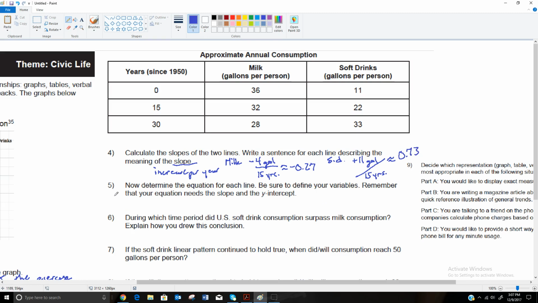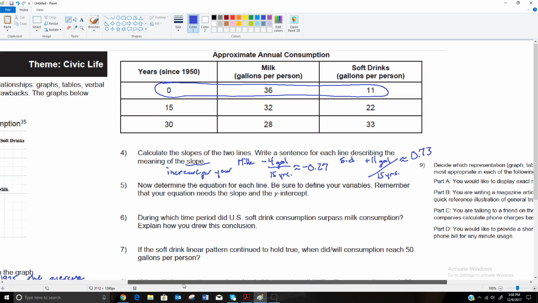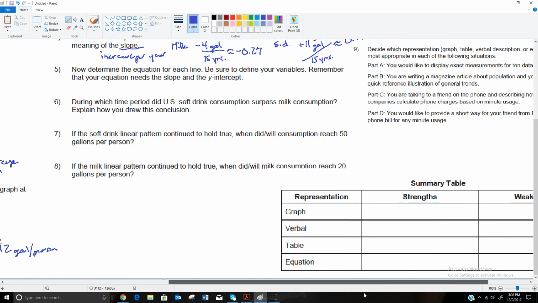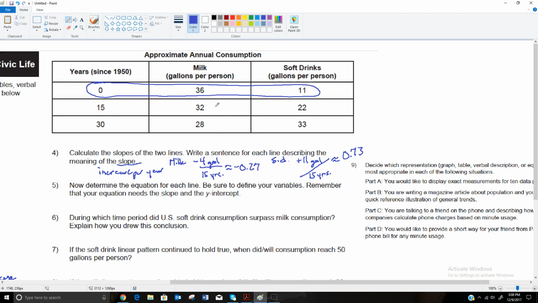Okay, so it says now determine the equation for each line. Be sure to define your variables. Now, this sounds like they're making us make a huge leap here, but they're not, because they gave us the y-intercept. Okay, so the y-intercepts are, and they used 11. I thought it looked more like 12, but we'll use their 11. I thought it looked more like 0.12 rather than 0.11. But we're going to go ahead and use their number here and write an equation.